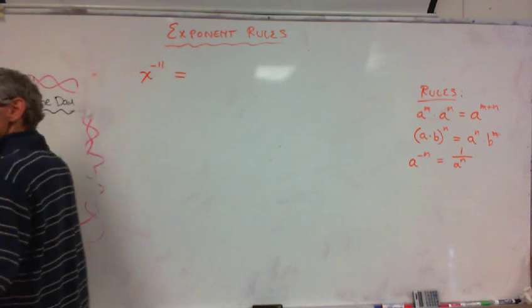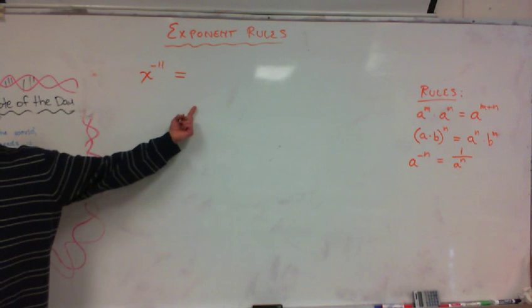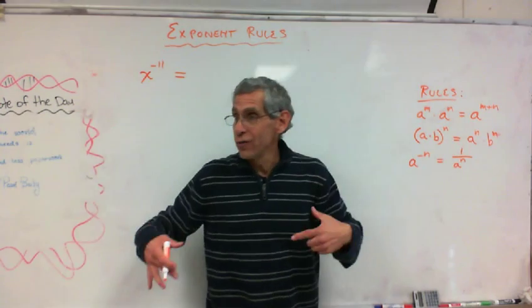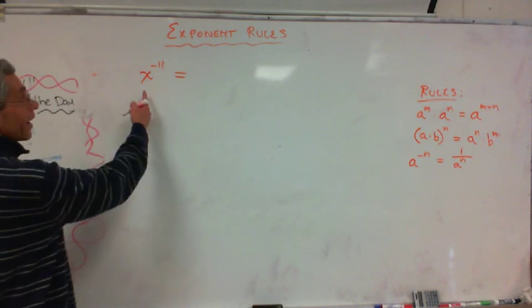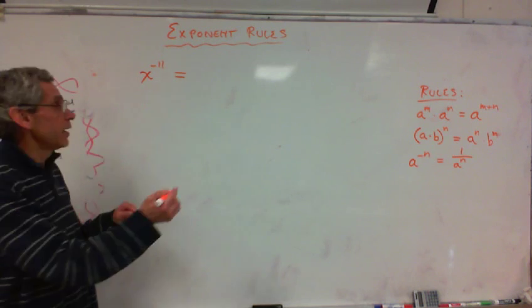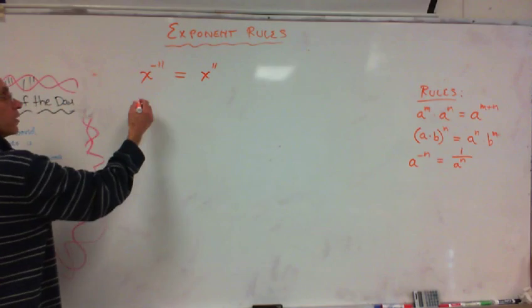x to the negative 11th is equal to what? X to the negative 11. Yeah, and the other way is 1 over x to the negative 11, which is x to the positive 11. It just makes it positive, right? X to the positive 11. And I'm going to explain more about this in a few minutes, but watch this.